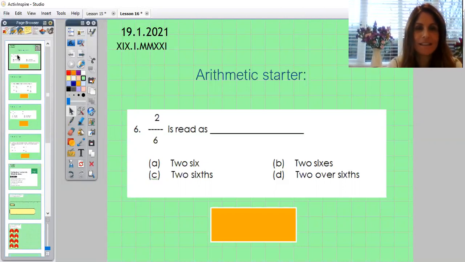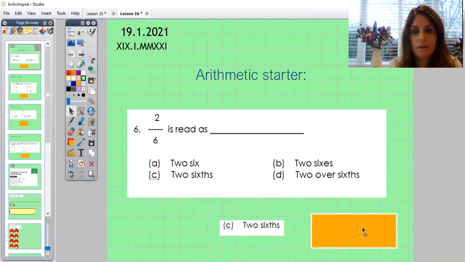Right, okay, so we're going to start off with an arithmetic quiz or quick questions just to get us going today. So you need to read this first question yourself. I'll let you read it. And write down your answer. 3, 2, 1. You should have had 2/6.